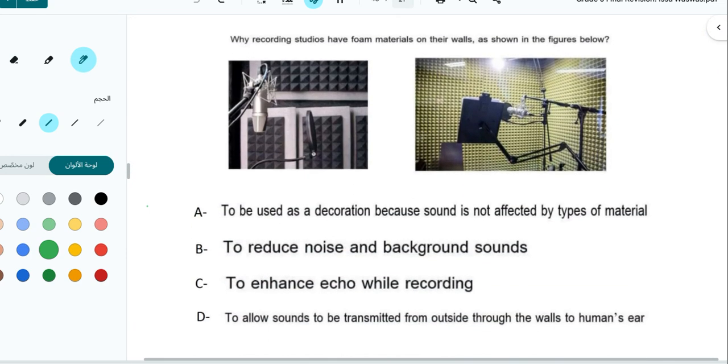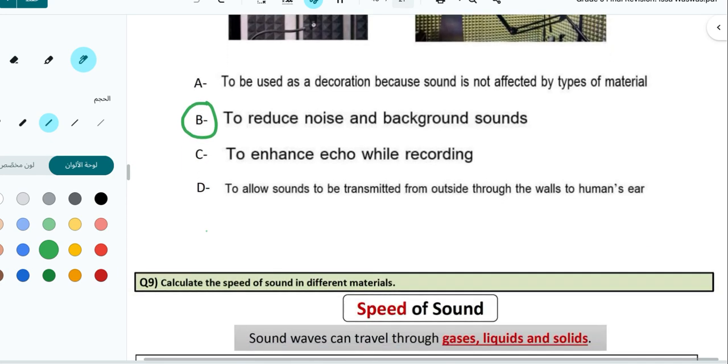Next question: why do recording studios have foam materials on their walls? What we want in a sound studio is for sounds to be absorbed, contained within the room, and for outside sounds to stay out. So what this foam material will do is reduce noise and background noise. So I need foam material in this room.